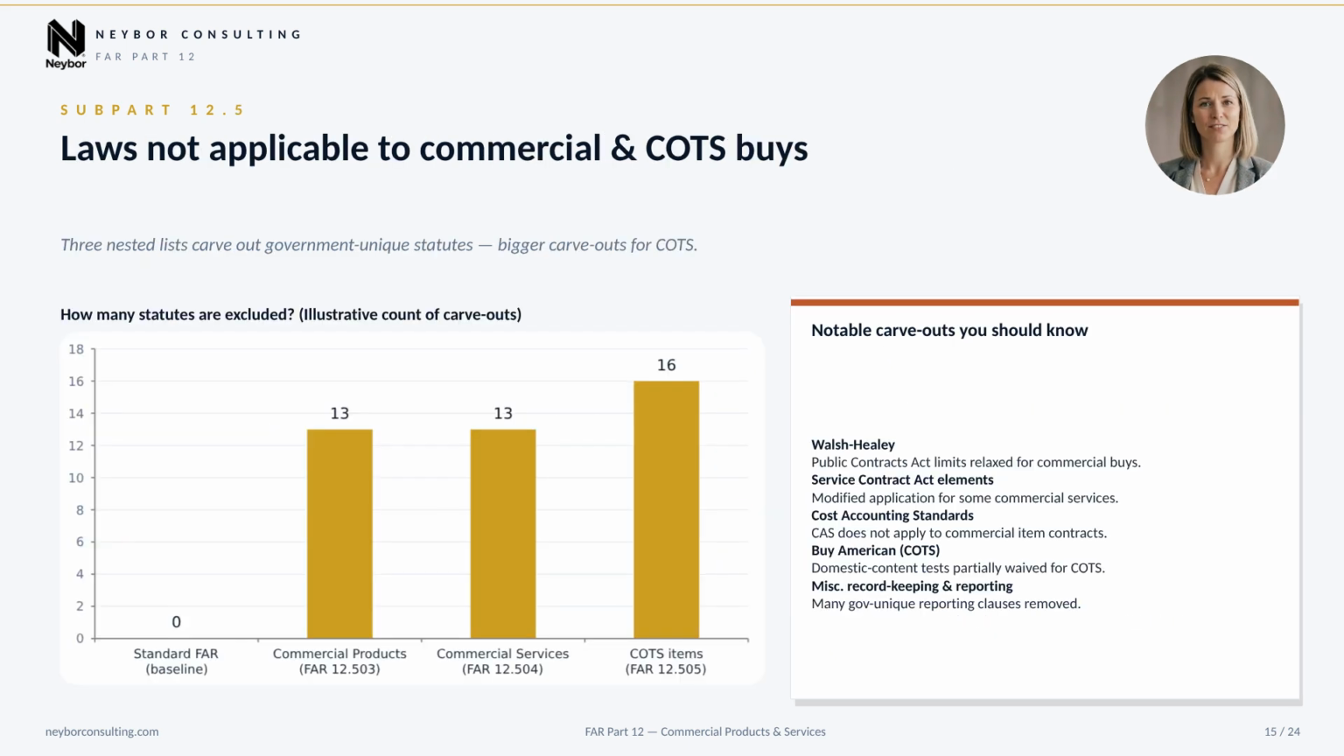Subpart 12.5 is where the government carves out laws that do not apply, or apply differently, to commercial buys, and the carve-outs are even bigger for COTS. The chart on the left tells the story. A standard FAR procurement gets the full statutory load. Commercial product buys get roughly 13 statutes carved out under FAR 12.503. Commercial services get a similar list under 12.504. And COTS items get the largest set of exemptions, 16 or so, under 12.505, including portions of Buy American Act domestic content tests. The card on the right lists the notable ones to know.